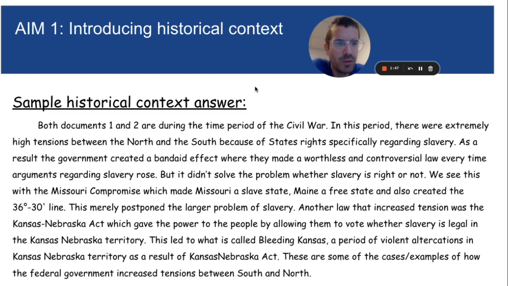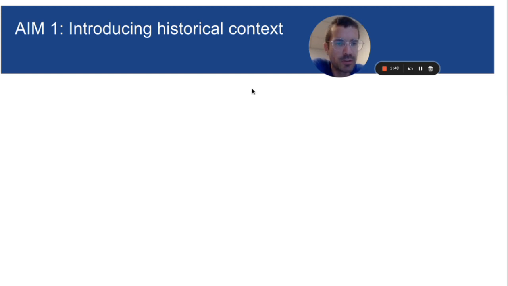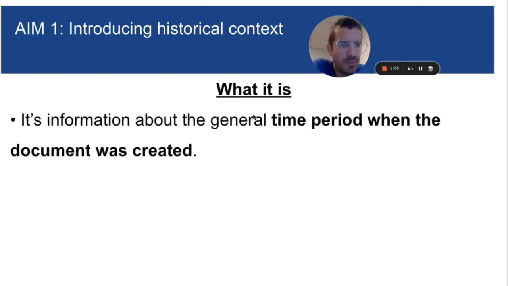Now let's talk about what you need to be writing about. Broadly speaking, the historical context paragraph is information about the time period when the documents were created. I'll say that again. Your answer is going to be about a time period, and that's the time period when the documents that you studied were made.